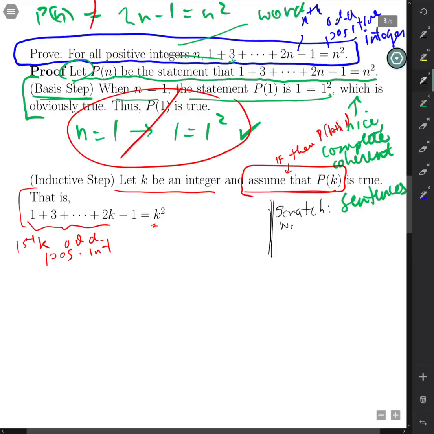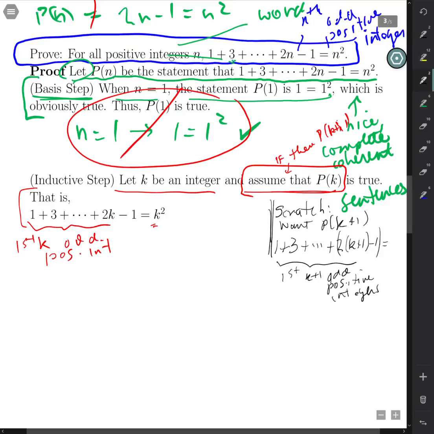We want P(k+1). So the interpretation here would be, well, I want to add the first k+1 positive integers. And the (k+1)th one is 2 times (k+1) minus 1. So that's the first k+1 odd positive integers. And the claim is that that's (k+1) quantity squared.